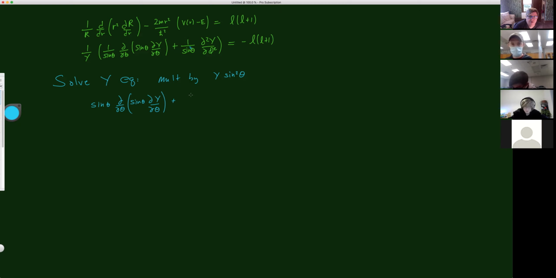Plus partial squared y, partial phi squared. And on this side, I get minus L(L+1) y sine squared theta. Okay, so again, we have a function y. Remember, y is a function of theta and phi, right? We now want to write that function as the multiplication of two functions that only depend on either theta or phi.